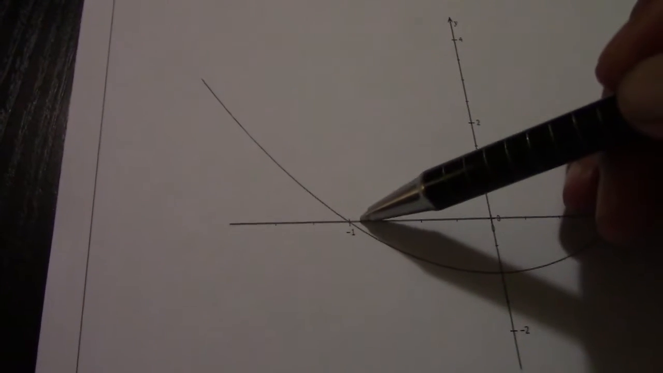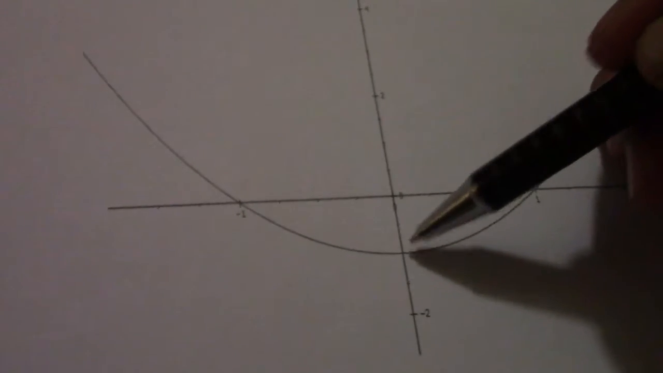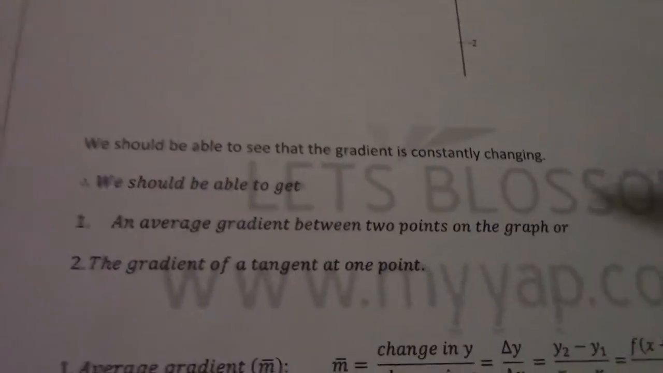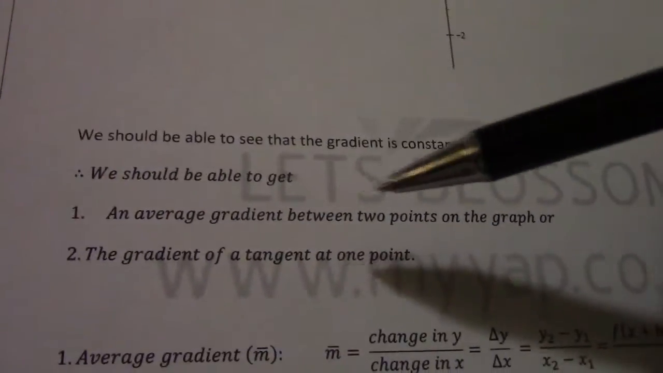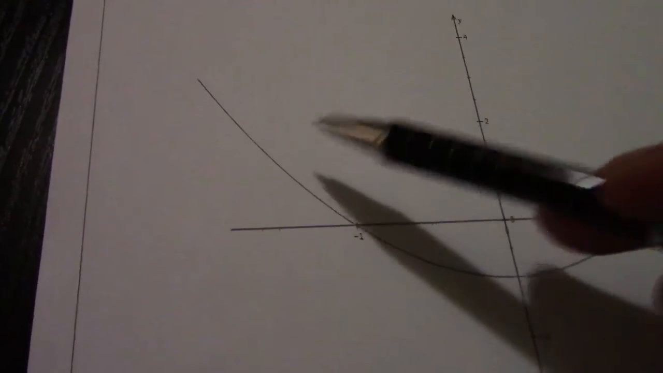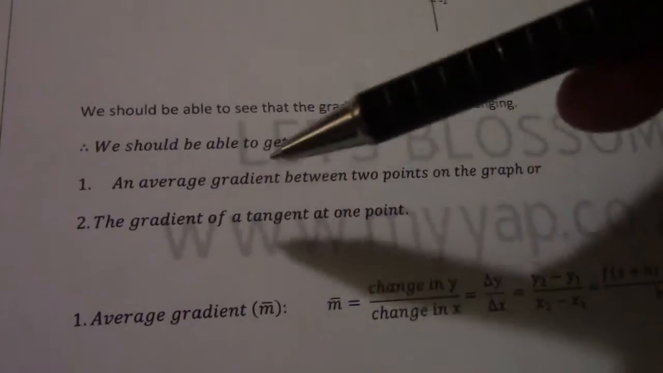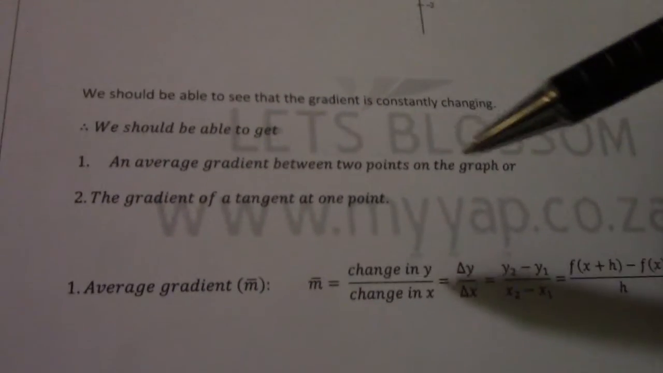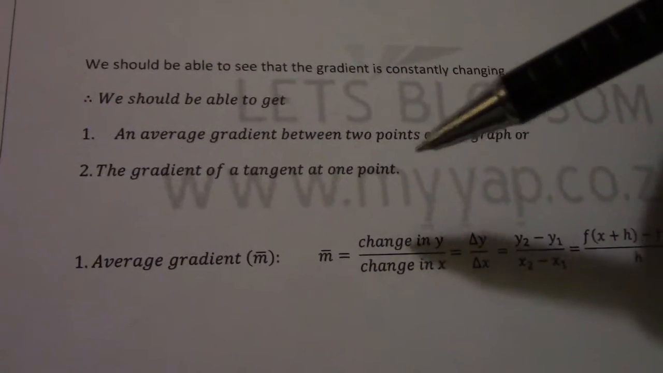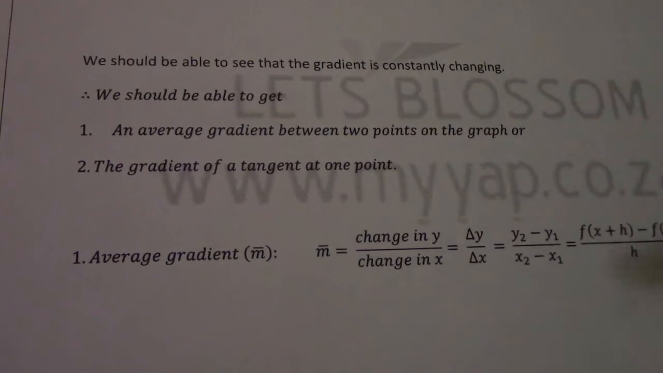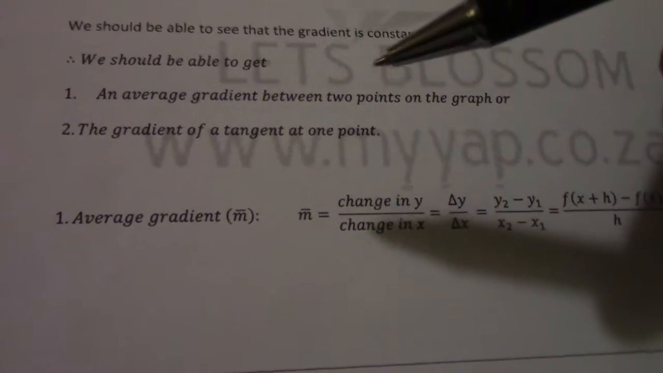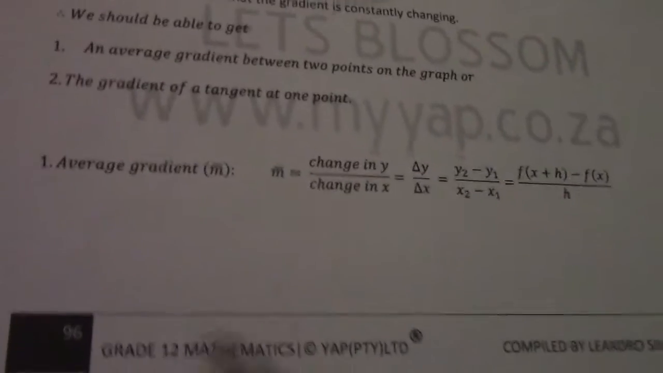Again, we should be able to see the gradient is not constant. It is constantly changing. So the gradient at that point would not be the same as the gradient there, or the gradient there. So that leaves two options open to us. Either we calculate the average gradient between 2 points on the graph, so we select two different points on the graph and calculate the average gradient, or we find the gradient of a tangent at one point.